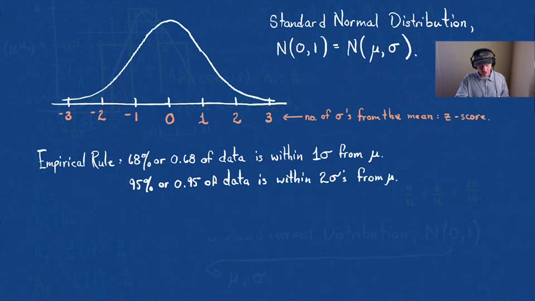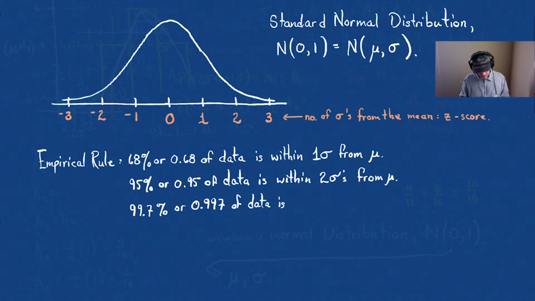And it goes one more step. It goes all the way out to 3 standard deviations, at which you're looking at 99.7%, or 0.997 of data is within 3 sigmas from mu.